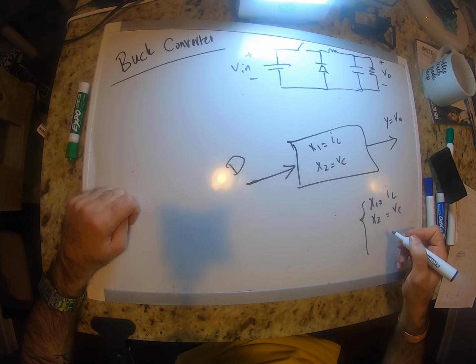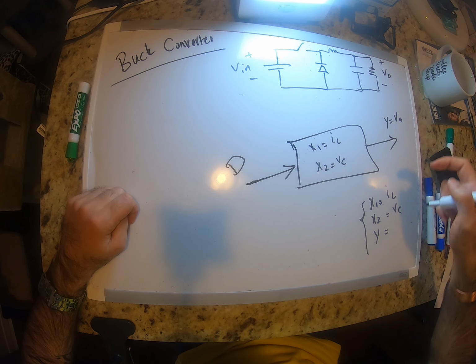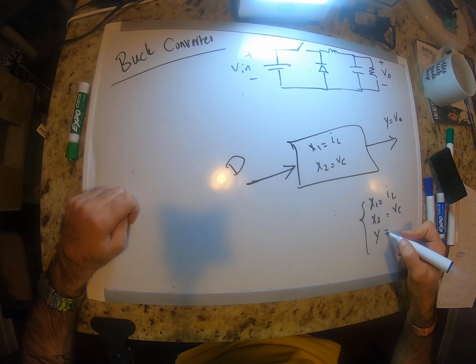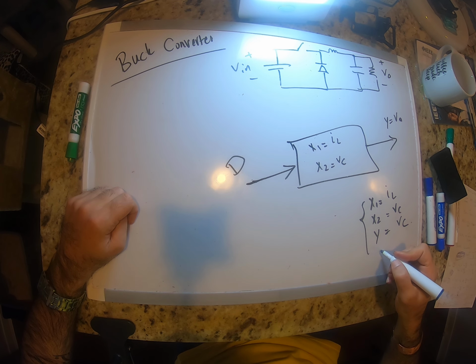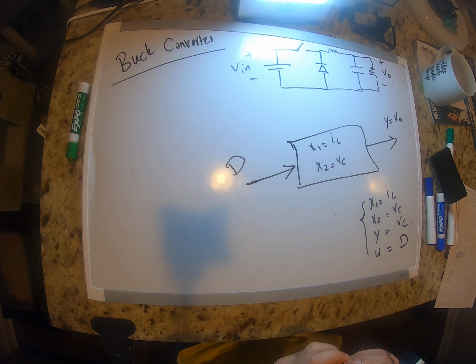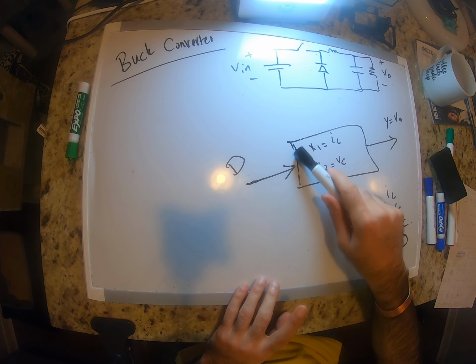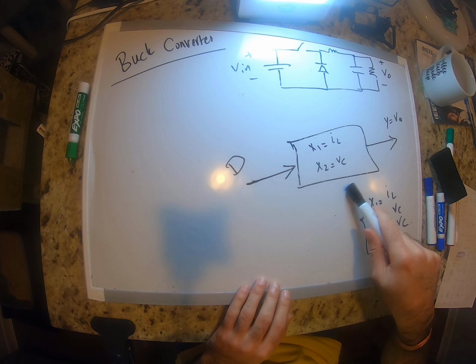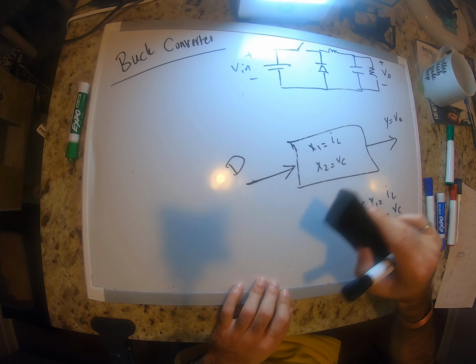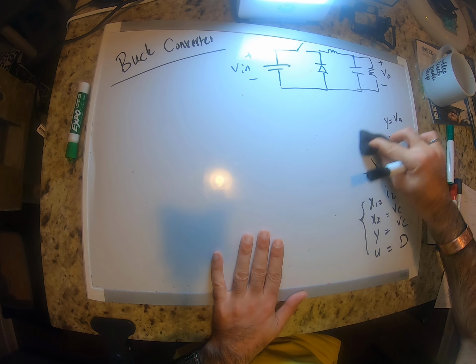At the same time, our output is the same as VC in this case. And our input, our U, is the duty cycle. Now we have to come up with the transfer function. The first step is to do things in the time domain and then take the Laplace transform to find the transfer function.